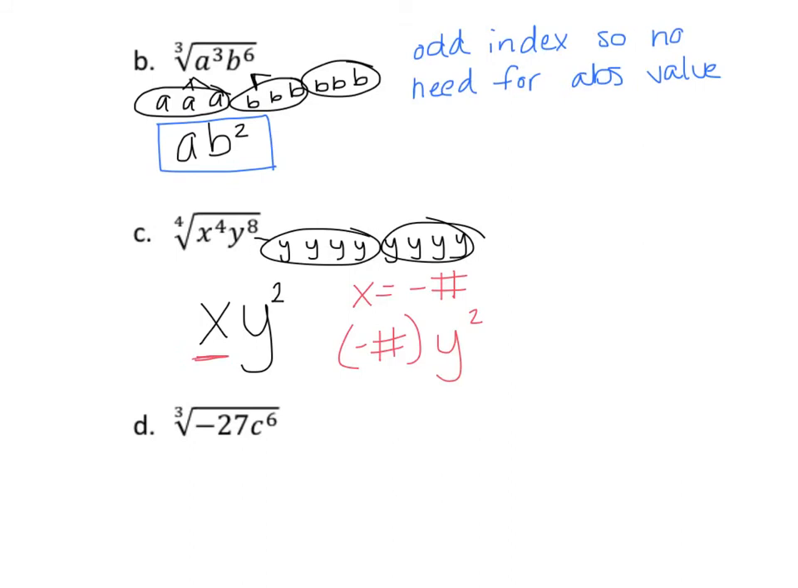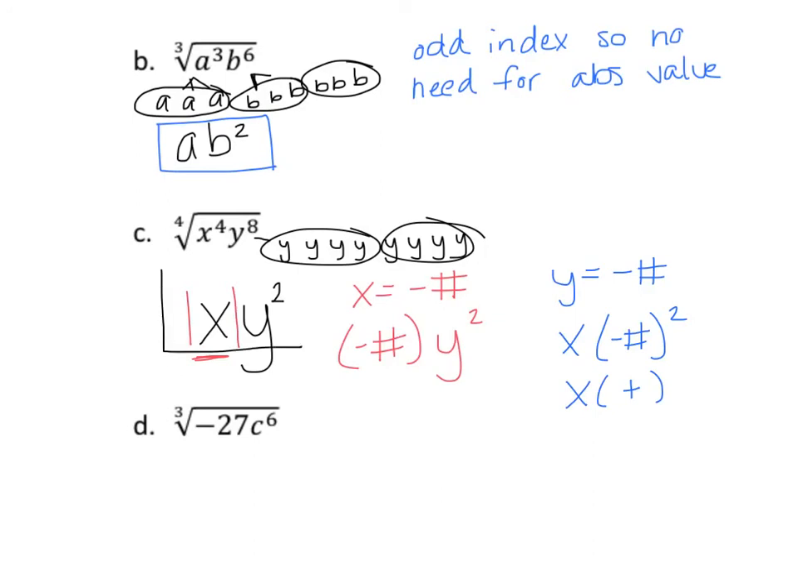What if we plugged a negative number in for y? So it'd be x times negative number squared. What would happen to that negative number? It turned to a positive, so x times a positive number, and we wouldn't have to worry about it. So what needs to be an absolute value? Just the x. If you plug a negative number in for y, because it's squared, it would end up being positive. So that's why we don't have to worry about it. Are we okay?